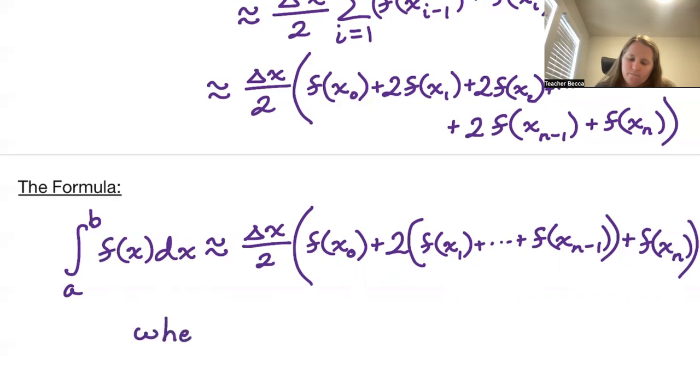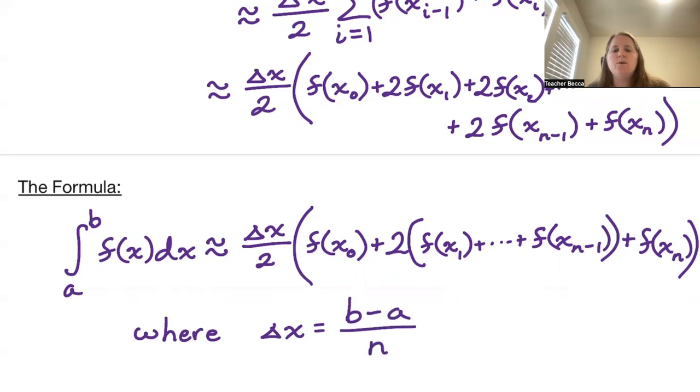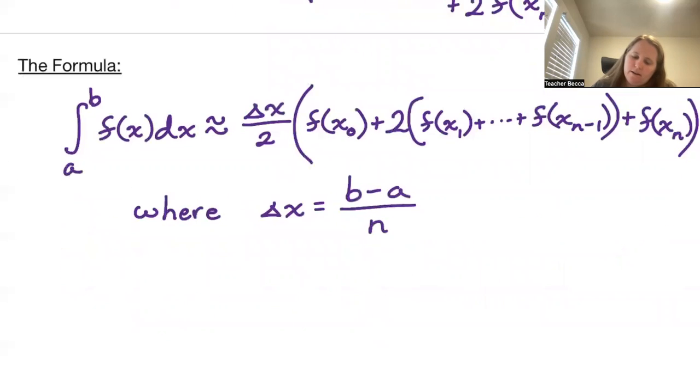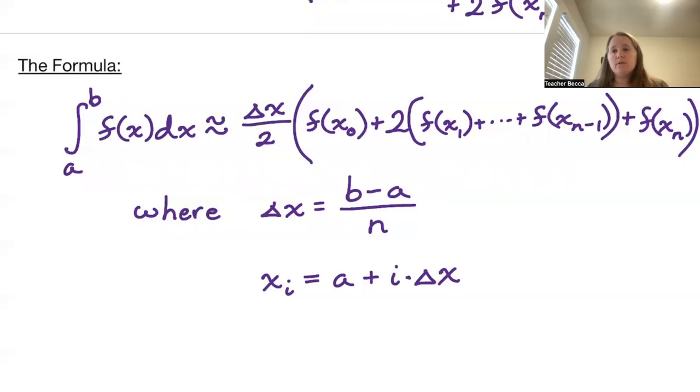where delta x is b minus a split over those n rectangles, so b minus a over n, and xi is a plus I times delta x. So x0 is just a, and then for each successive term after that, we're just adding on a delta x, the width of our interval. So this is our formula for performing the trapezoidal rule. In the next video, we will go ahead and do an example.